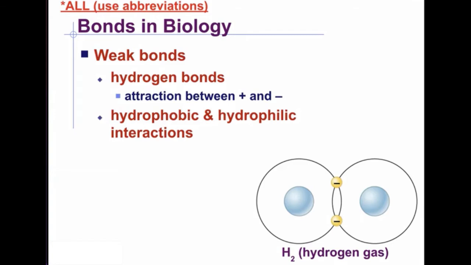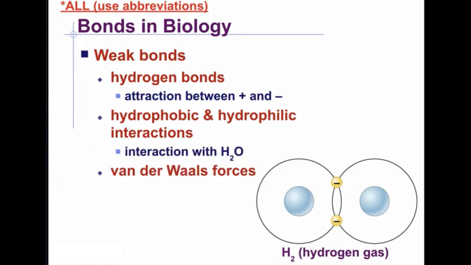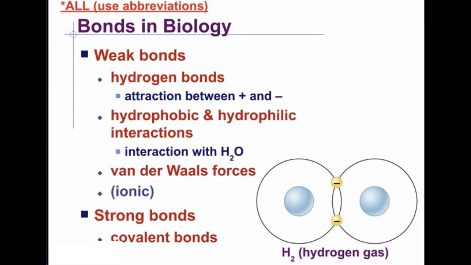Hydrophobic means water-fearing, and hydrophilic is water-loving interactions. This is an interaction that happens in water. So van der Waals interaction is another type of weak bond, as well as your ionic bond. Now, there are also strong bonds, and these are called your covalent bonds.